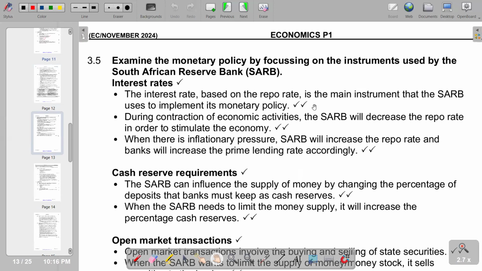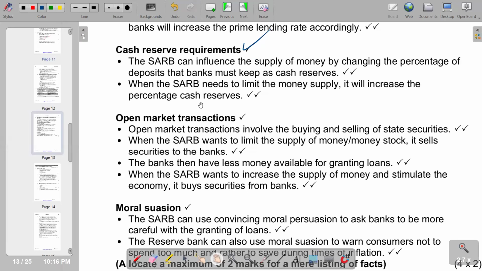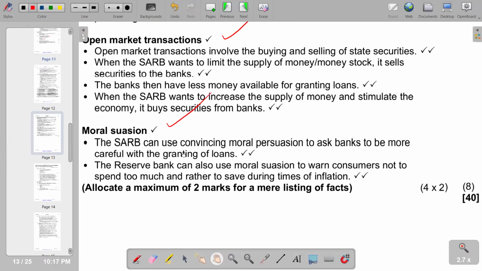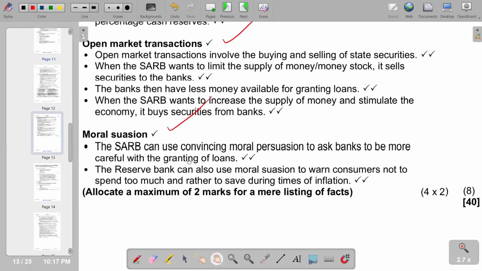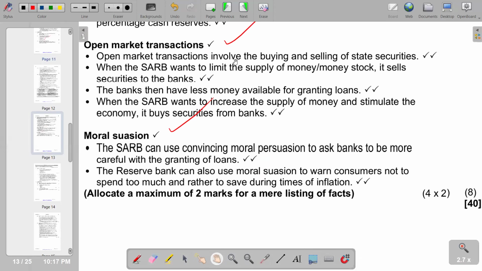We've got interest rates. We have the cash reserve requirements. We also have open market transactions. Moral suasion is also part of that. So basically, this is what we have, and this becomes the last part in terms of question 3. And of course, we move on to the next question.